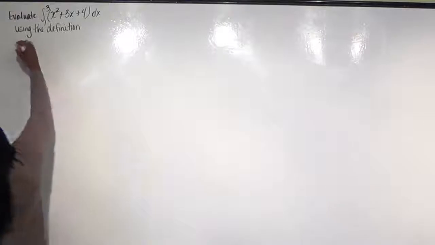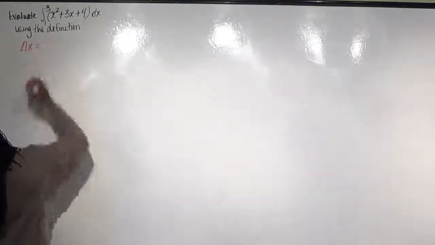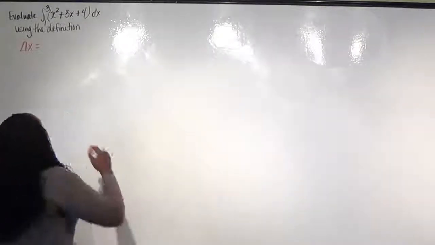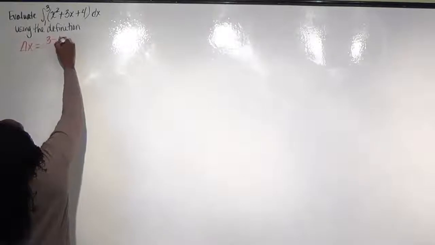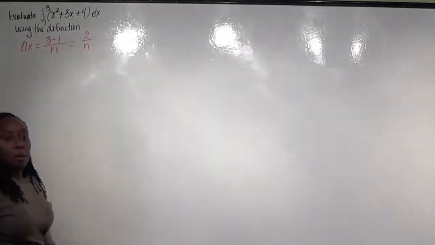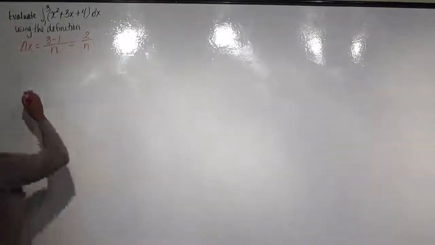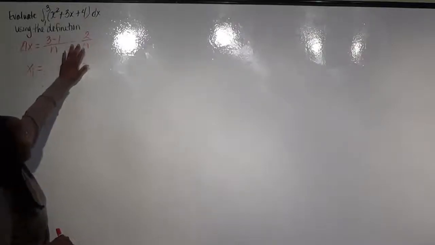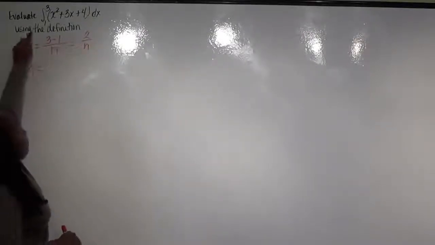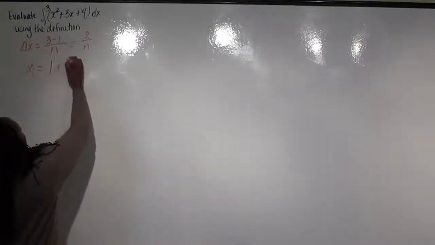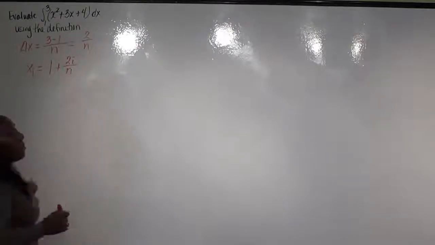Okay? So in this case, again, we're going to start by finding our delta x, which is basically the length of the interval divided by the number of subintervals. So here, the length of our interval is going to be 3 minus 1. Number of subintervals, again, is just n. So 2 over n will be our delta x. For the x sub i, again, we're going to look at delta x times i, but we have to consider the start of the interval. So in this case, it starts at 1 plus our delta x times i.